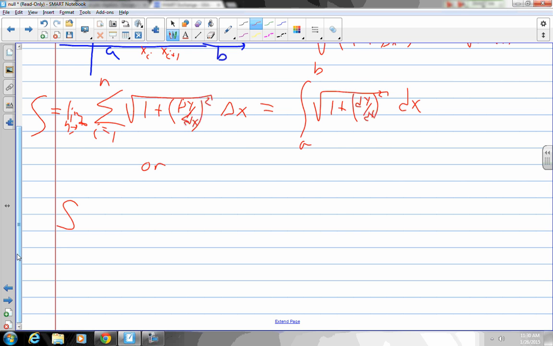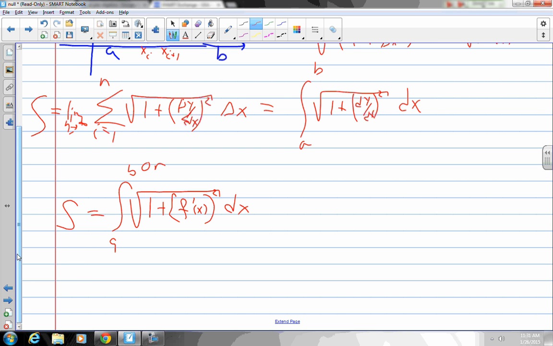So the arc length is the integral from a to b of the square root of 1 plus the derivative of your function squared dx. So either dy/dx squared or f prime squared. Okay? Now, these problems are as much algebraic fun as you can have.